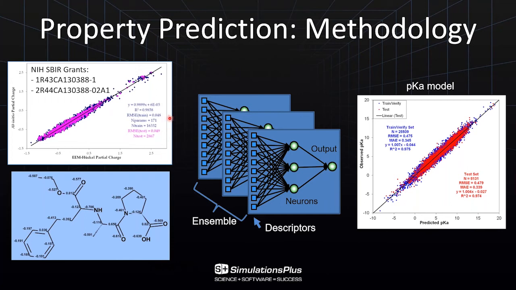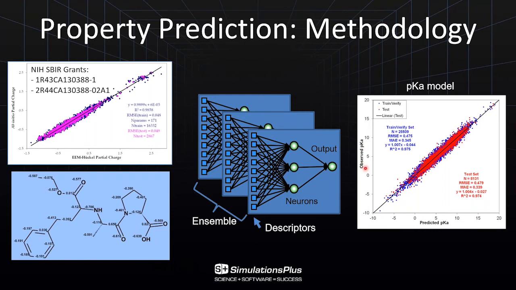We use these descriptors to build a collection, or ensemble, of neural network models where final predictions are based on the average of the individual predictions within the ensemble. This plot shows the performance, predicted versus observed, of our pKa model, which is one of several that have ranked #1 in external challenges and third-party comparisons. And our website provides references for several of those.